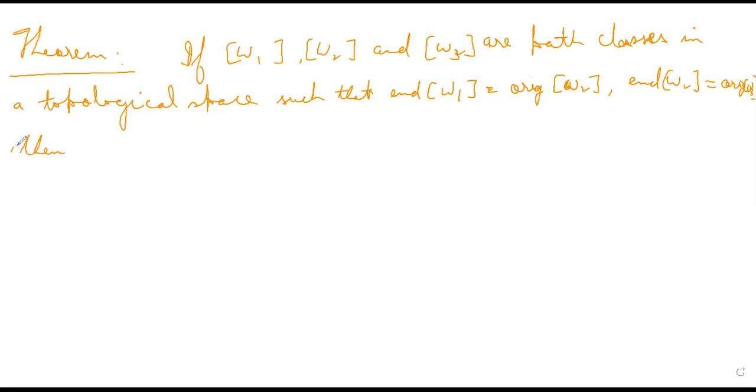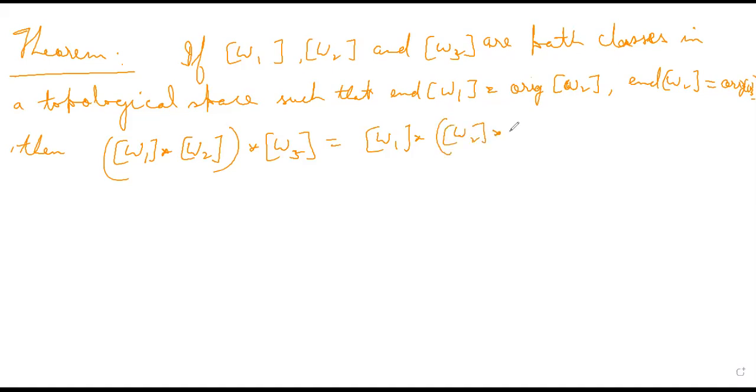Then omega 1 star omega 2 star omega 3 star is equal to omega 1 star omega 2 star omega 3 star, with the brackets grouped differently. So this is the associativity.